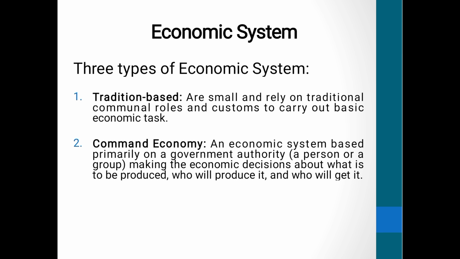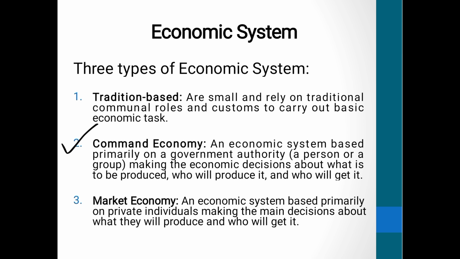This type of economy is the one that is controlled by the government. Government is there as an authority to make the economic decisions about the production and the distribution of goods and services. Third one is market economy, which is an economic system based primarily on private individuals making the main decisions about what they will produce and who will get it. That means there is private ownership of the maximum property, and private individuals are the decision makers, and private individuals are the controller of the production and the distribution process.